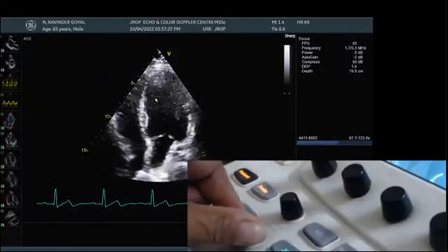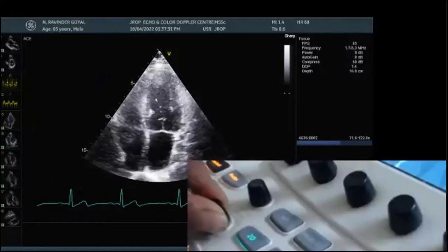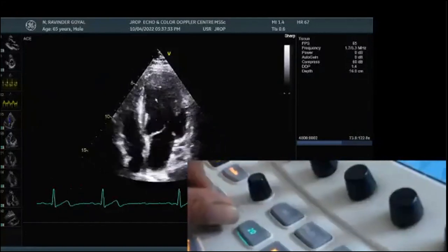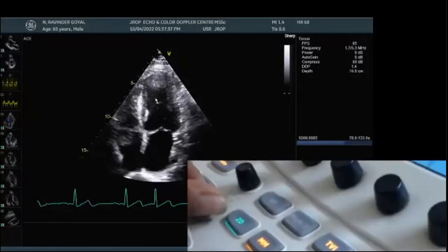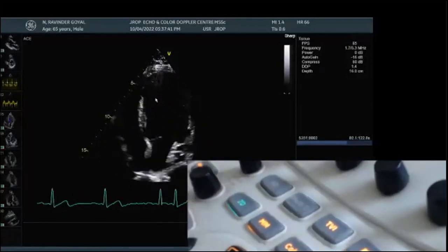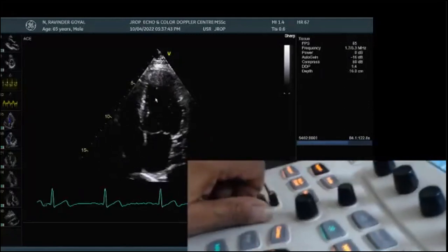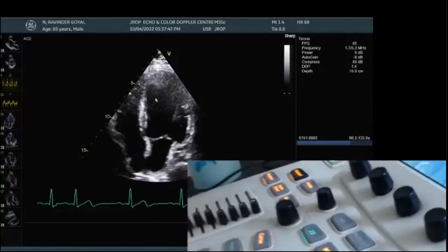They are the overall 2D gains. So I'm going to increase my 2D gains now. Now I'm going to reduce my 2D gains for optimization of my image. In case I can't see any structure adequately, I'm going to reduce my gains. Look, I can't see the apex very clearly. So I'm going to increase my TGC gain or increase my 2D gain.